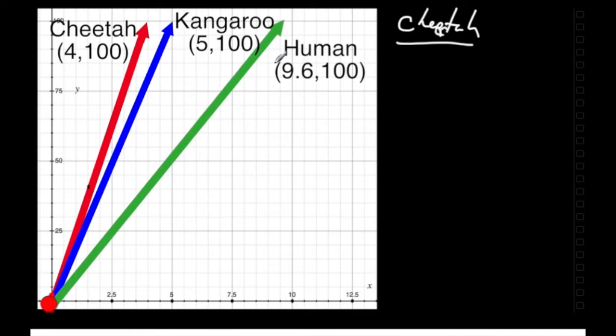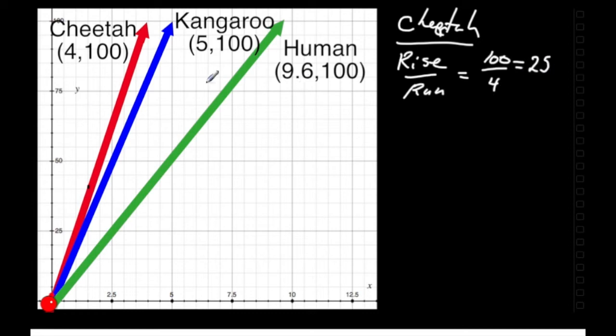Now, remember, our slope calculation is rise divided by the run. So in order to find the rise, we're going to rise from the origin. Notice it starts at the origin and it rises up 100 and runs 4 seconds. That's how fast the cheetah runs. It runs 100 meters in 4 seconds. So our rise is 100 and our run is 4. And so calculating this, we've got 100 divided by 4, which is 25.